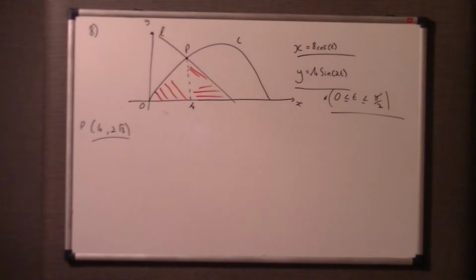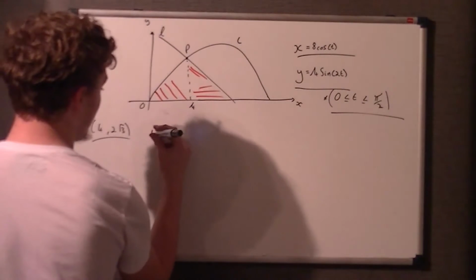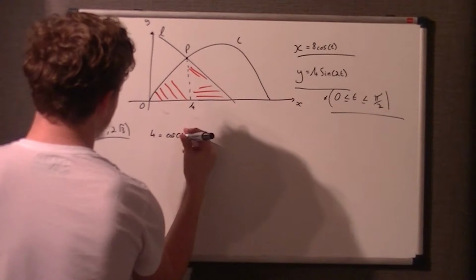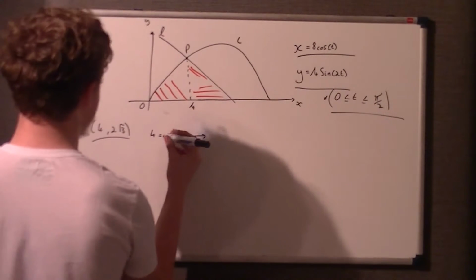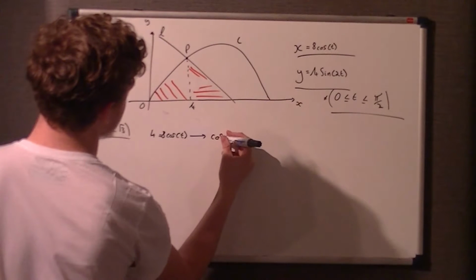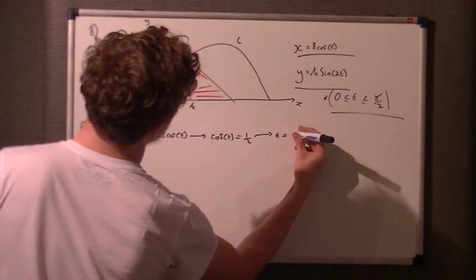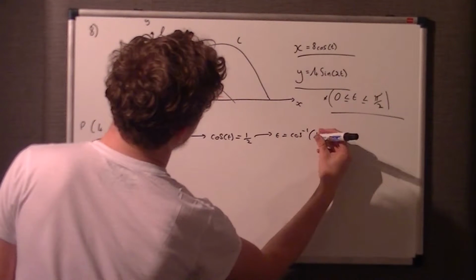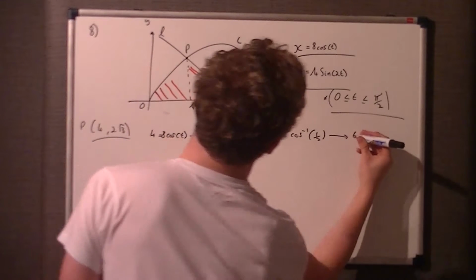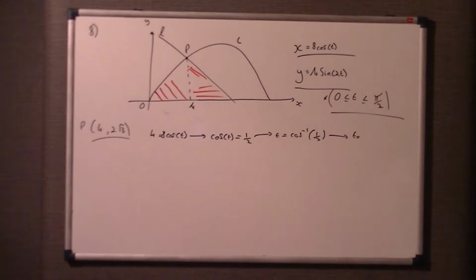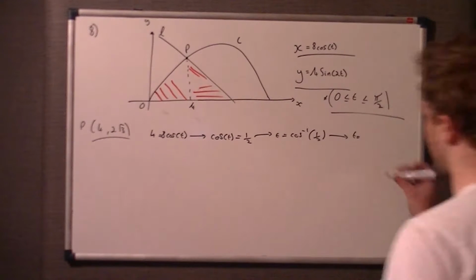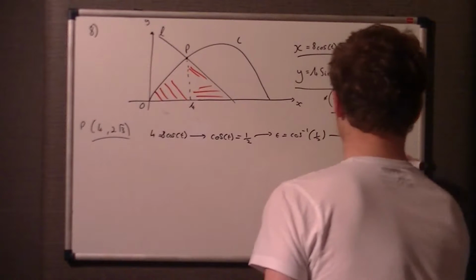So we know that the x point of P has x as a coordinate 4. So we just put 4 is equal to 8 cos t, so therefore cos t is equal to a half, or 0.5. Cos inverse both sides, so therefore t is equal to the cos inverse of a half, so therefore we get a value for t to be equal to pi on 3, okay? But that is the value for t.